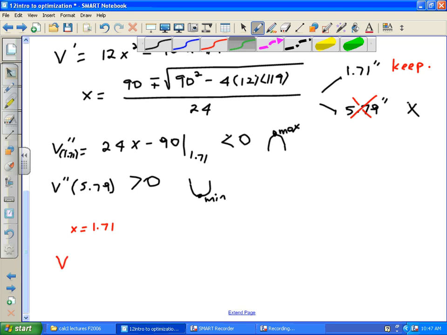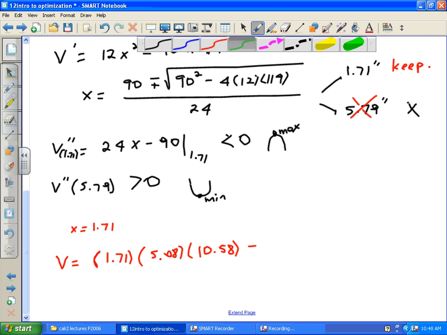The volume will be, so you have to multiply 3 dimensions, right? One dimension will be 1.71. What about the other dimension? Do 8.5 minus 2 times 1.71. So that dimension seems to be 5.08. And the other side, do 14 minus 2 times x. And that dimension seems to be 10.58.